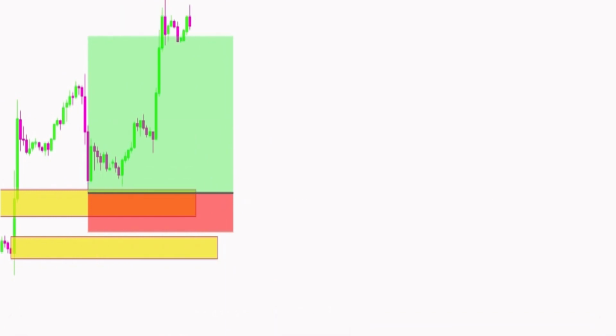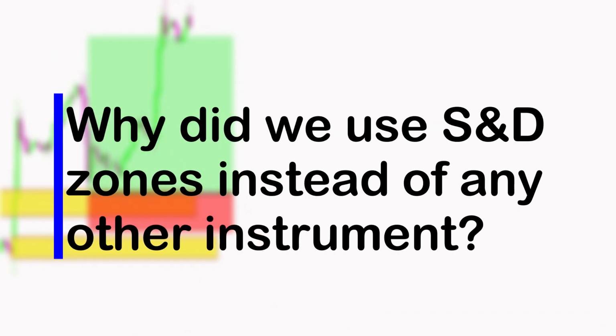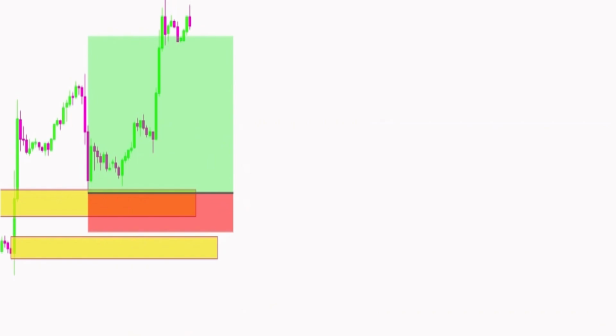Now a question might arise in your mind: why did we use the supply and demand zones and not any other instrument? We did this because the price generally respects the higher time frame supply and demand zones more than any other zone. So, using a higher time frame supply or demand zone along with the breaker block concept is a nice way to make a profitable trade in the market.